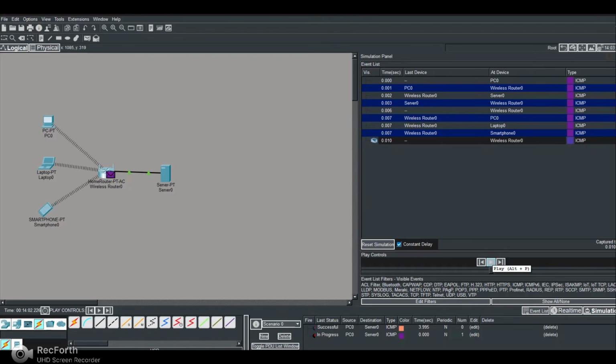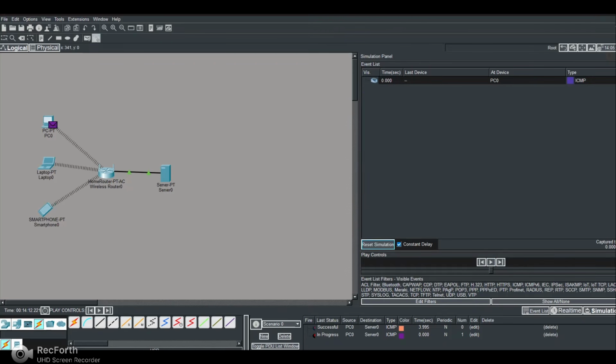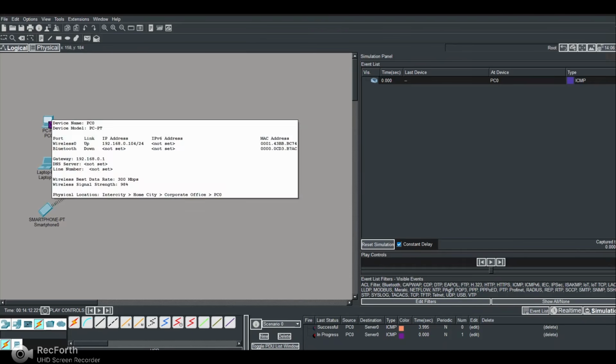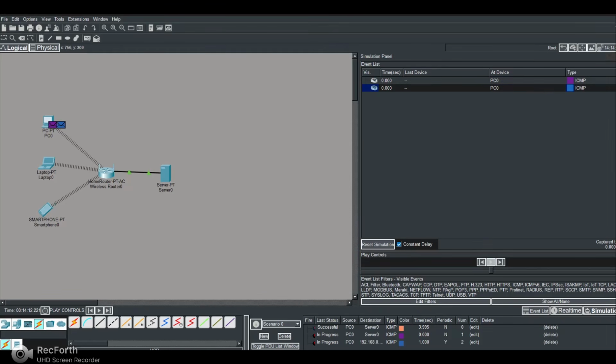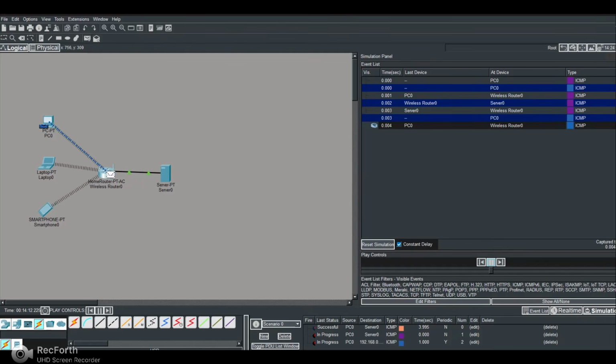So now we're going to simulate a botnet attack. Now I will add a complex PDU with periodic transmission. So now here the PC continuously sends packets to the server at a regular interval. This behavior mimics a botnet attack where a compromised device floods the network with excessive traffic. Thank you.